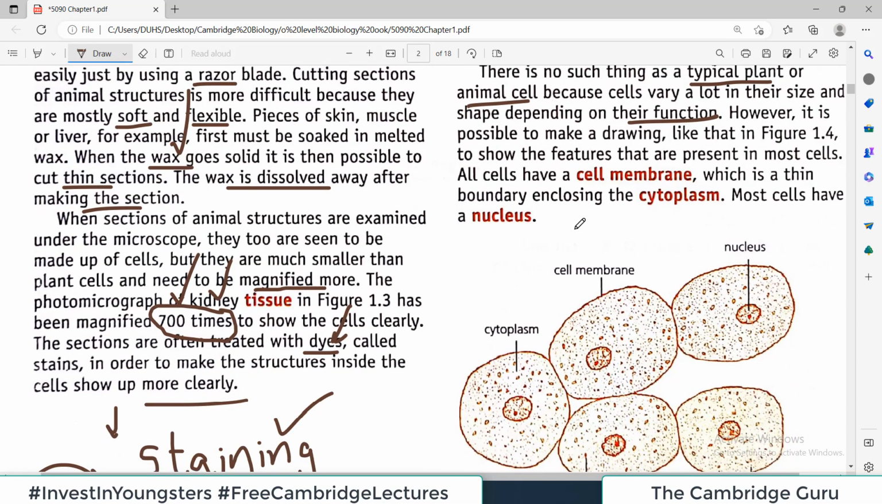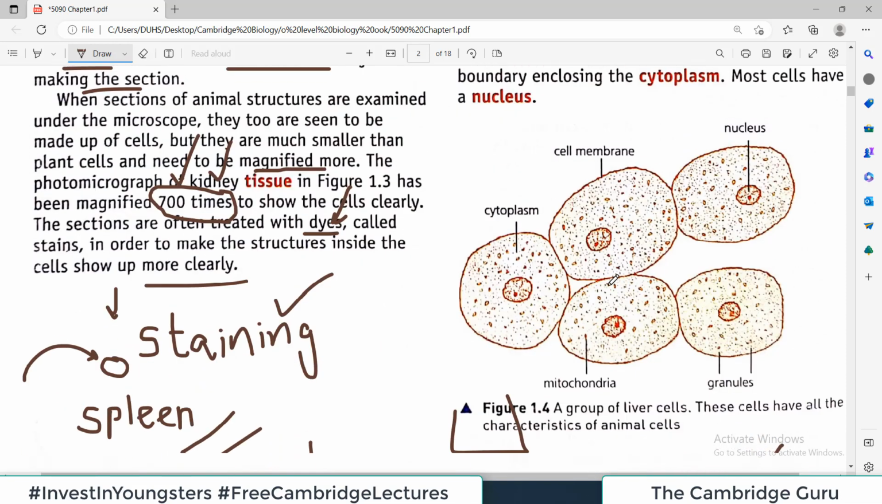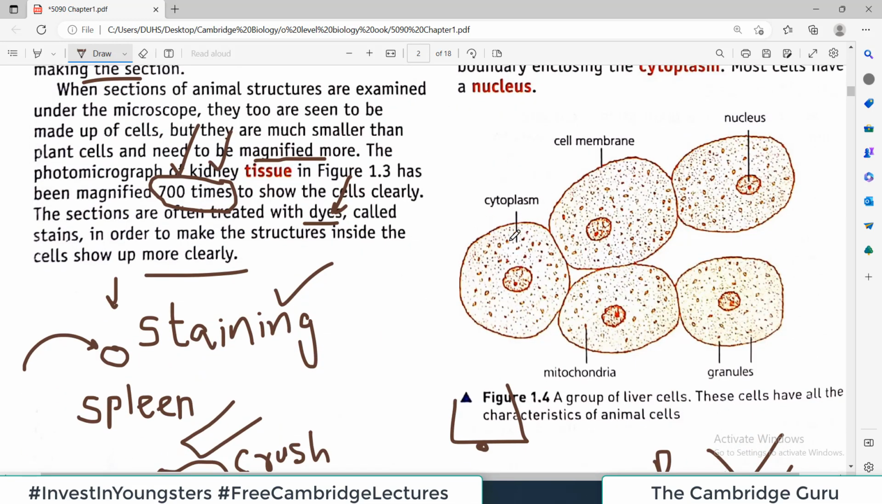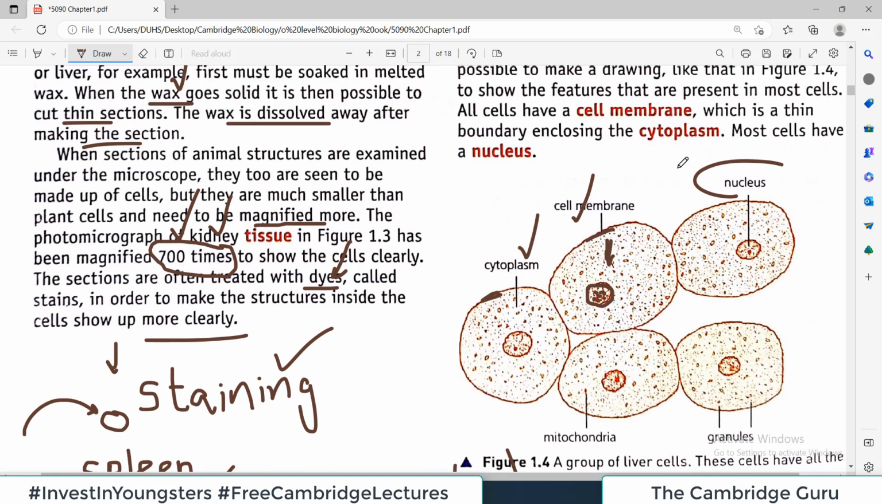However, in order to make things easier, we usually use this drawing, which is usually a circular drawing. There is a membrane out there, and this is called the cell membrane. Then there is a rounded body inside which contains the genetic material, the chromosomes. This is known as the nucleus. And anything between the cell membrane and the nucleus is known as the cytoplasm. So these three terminologies are extremely important. We will study about them: cell membrane, cytoplasm, and nucleus.